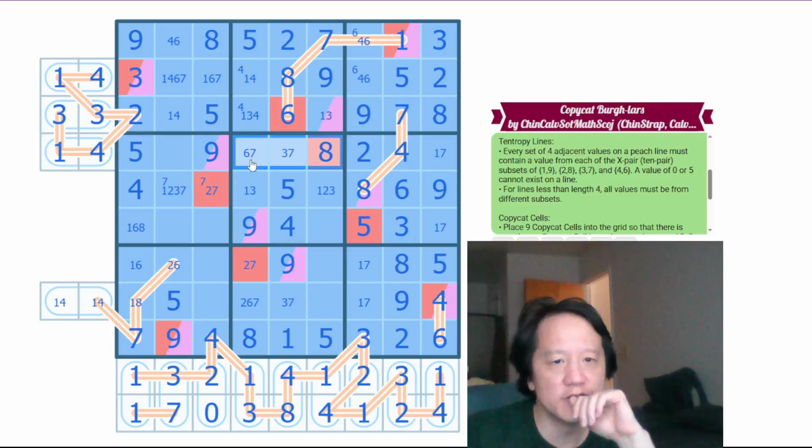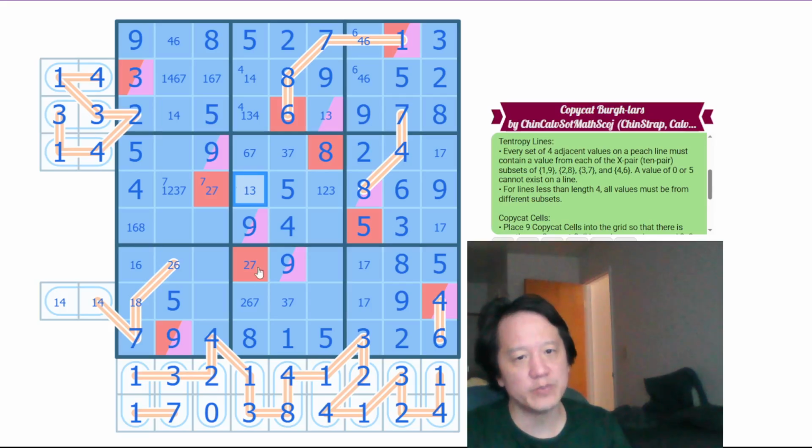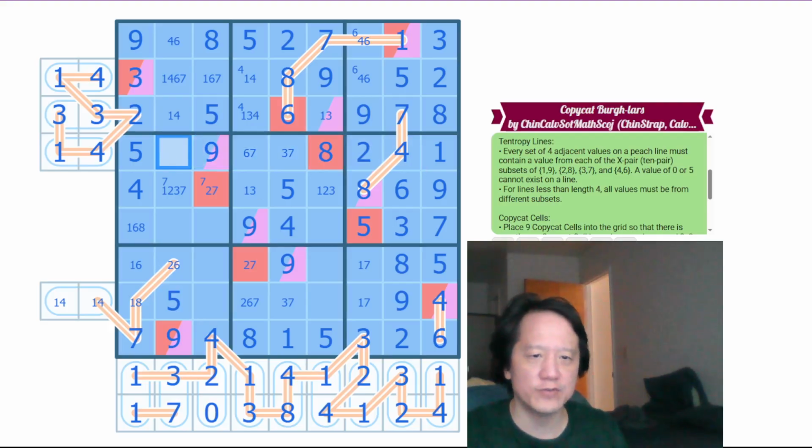Where is a 7 in box 5? Can't be here because of 7 in the column. Can't be here because this sees the 2, 7 pair as copycat cells. So it has to be one of these two, which means this can't be 7. That's 1, which means this can't be 1. That's 7. Remaining digits in row 4, we have 3, 6, and 7 here. This can't be 7 because one of these two is 7. So it's 3 or 6 here. We have a guaranteed 7 there.